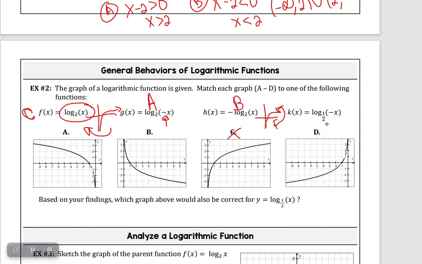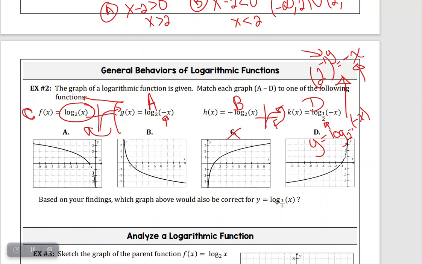And then D, this one's a little bit trickier. I'm sorry, K, function K, which will be D. Think about it this way, log base 2 of negative x. That's the same as log base 1/2 of x. So a couple things happen. If I set this equal to y, I'm going to have 2 to the negative first raised to the y power equals negative x. So not only do we have a reflection here, we're going to have a reflection here. So again, double reflection. Once over the x, once over the y, we end up having D for this one.